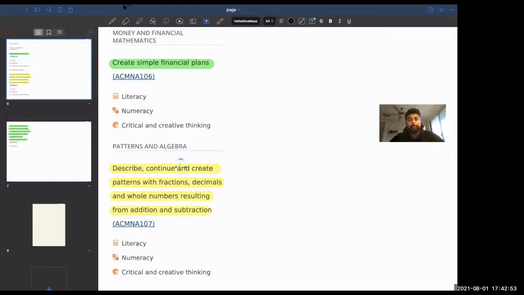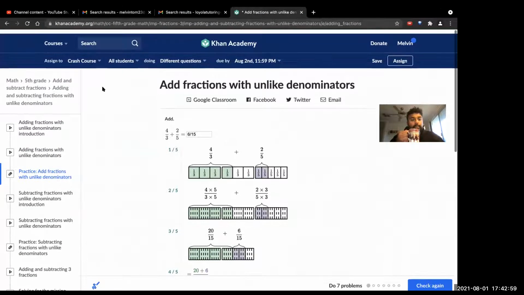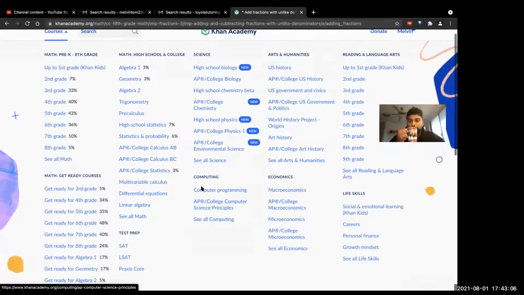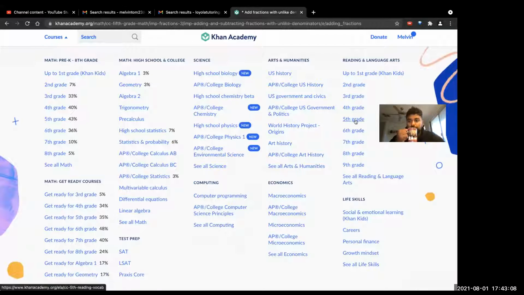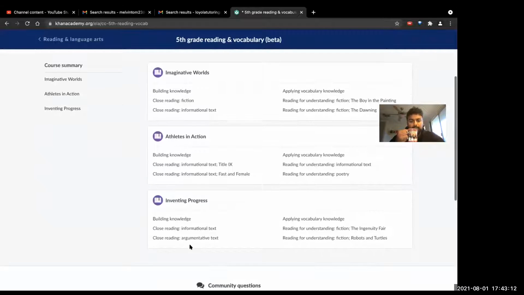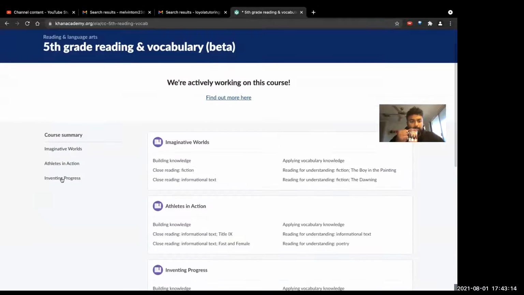Melvin, is it in English as well? There is English in Khan Academy, but I wouldn't say it's anywhere near as good as the maths. The maths is way better. But you can practice English here, I think reading and language. So imaginative words, athletes in action, inventing process, and so on.